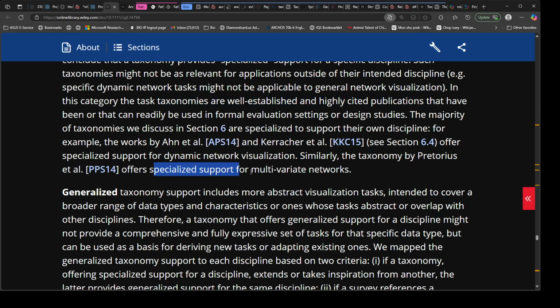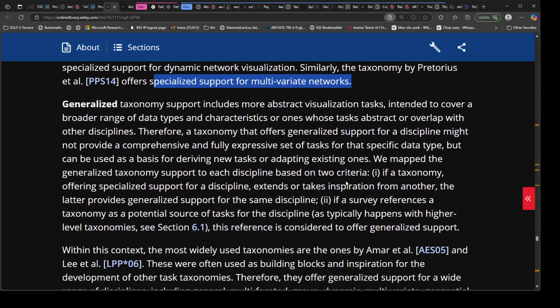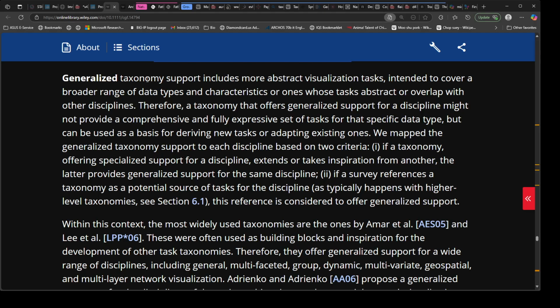Generalized taxonomy support includes more abstract visualization tasks, intended to cover a broader range of data types and characteristics or ones whose tasks abstract or overlap with other disciplines. Therefore, a taxonomy that offers generalized support for a discipline might not provide a comprehensive and fully expressive set of tasks for that specific data type, but can be used as a basis for deriving new tasks or adapting existing ones.